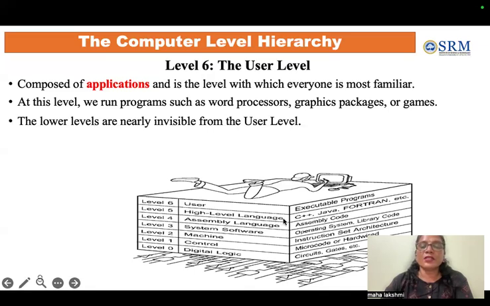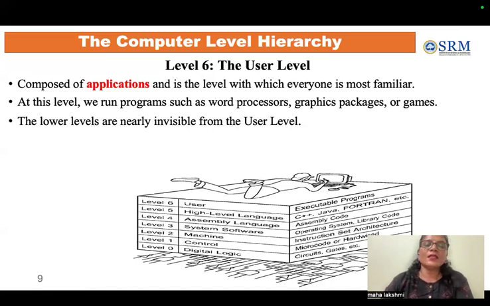And in level 5, we have high level languages, which will be used for interacting with humans, application users. They are made up of languages like C++, Java, Fortran, and Python, which all come under high-level languages. Then level 6, the topmost layer, is the user, and this user will execute programs on the computers and do different applications on them. This user level is composed of applications and is the level with which everyone is most familiar. At this level, we run programs such as word processors, graphics packages, or games.